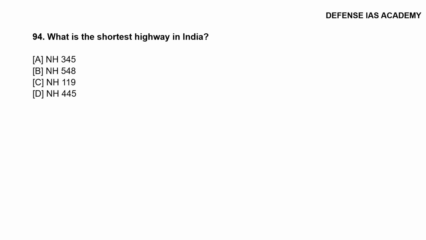Question 94. What is the shortest highway in India? The correct answer is option B, NH 548.